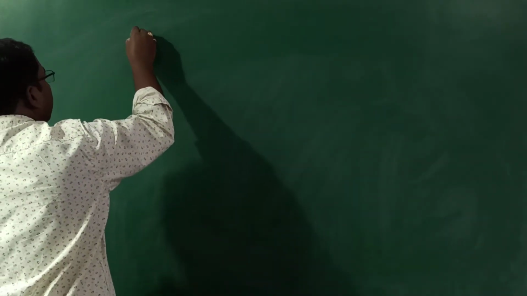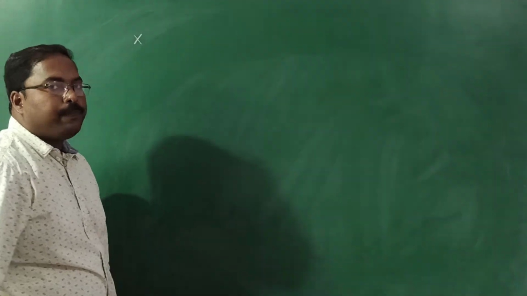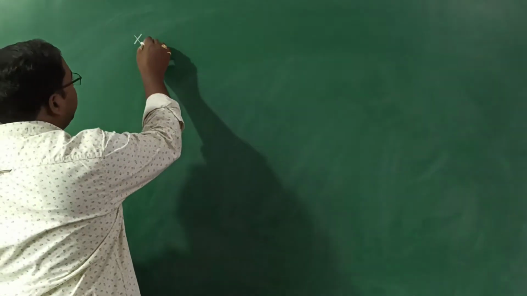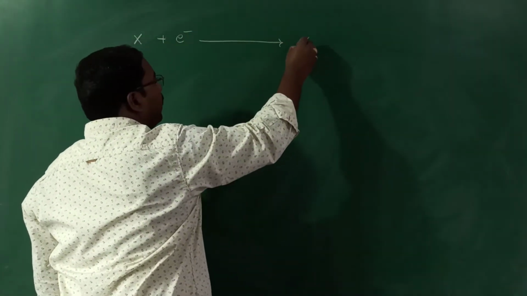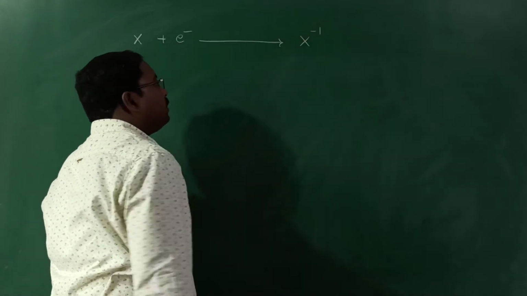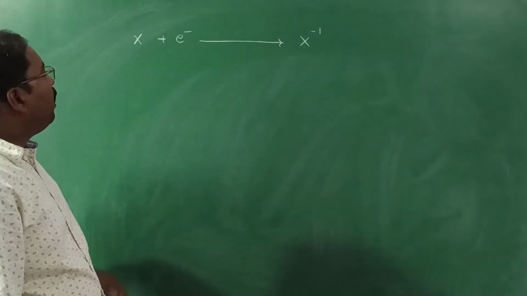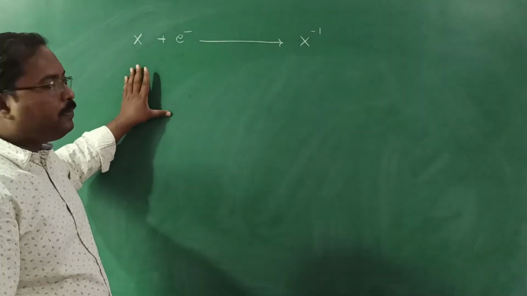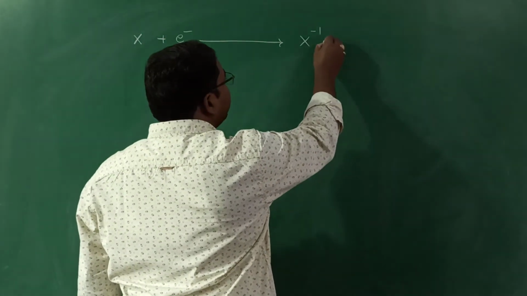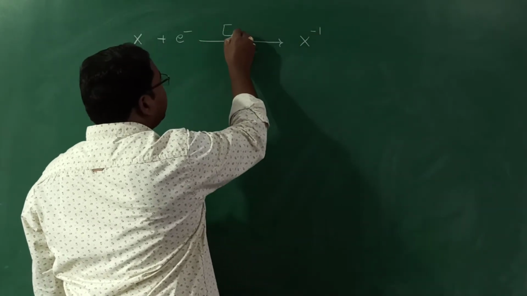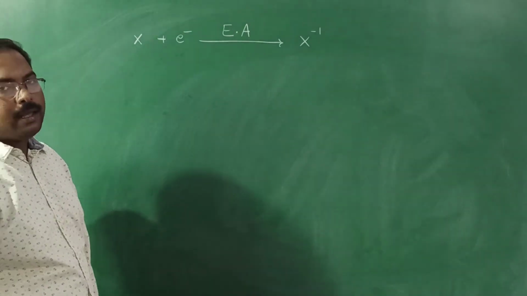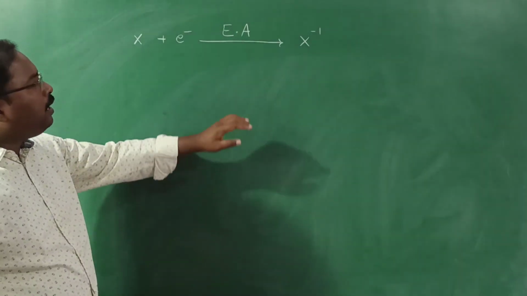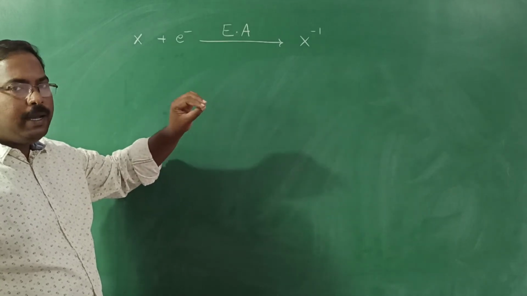Now, the same thing whatever we discussed from the definition point of view, let us write in equation form. For example, an element X is there. When we add an electron, we know the element gets a negative charge. So the X charge will become -1. When the electron is added, definitely some amount of energy will be released. That energy is known as electron gain enthalpy or electron affinity.